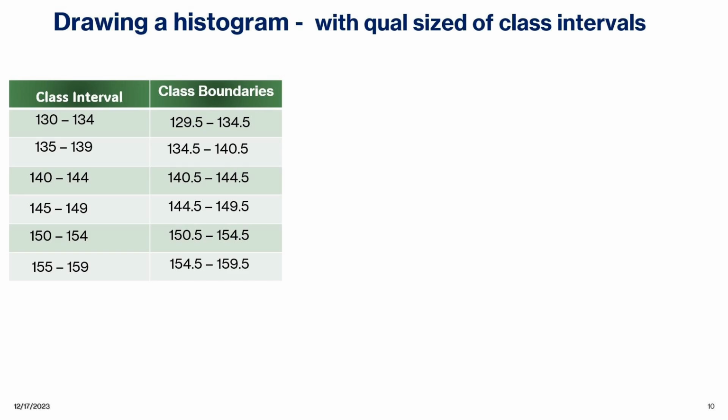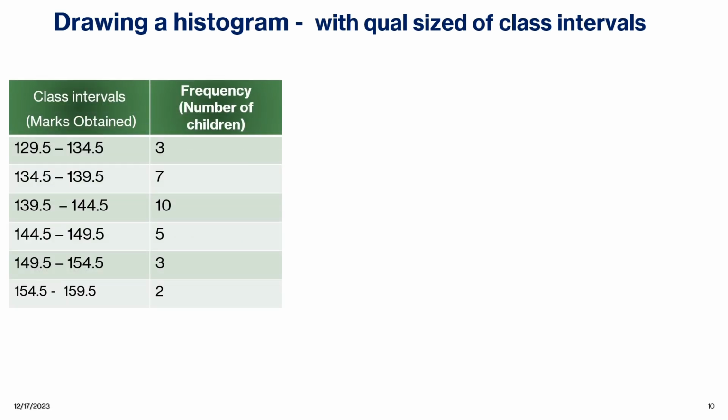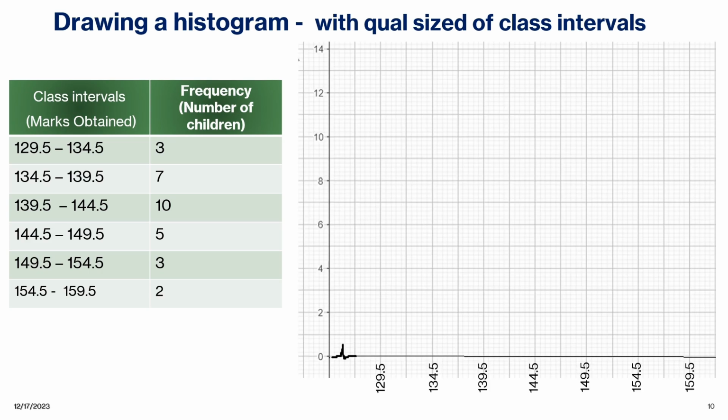So like that, we can remove the gap between the upper limit and the lower limit by adding 0.5 to the upper limit, subtracting 0.5 from the lower limit. Fine. We have addressed both the problems we have with this distribution. So now we can draw the histogram as usual. You all can do it.